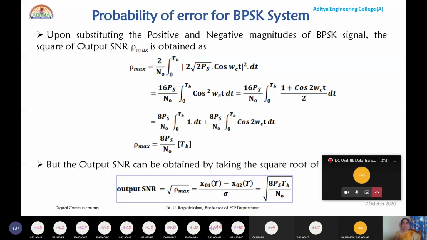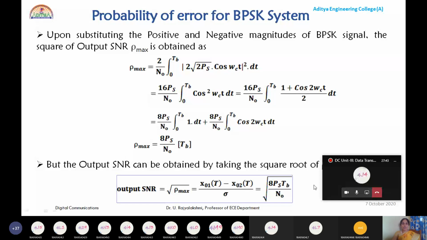Square root of 2 PS into TB by N naught. So can you tell me, PS into TB is EB. You can write it as 8 EB by N naught. And for BPSK, you can mention it as 2 root of 2 EB by N naught.